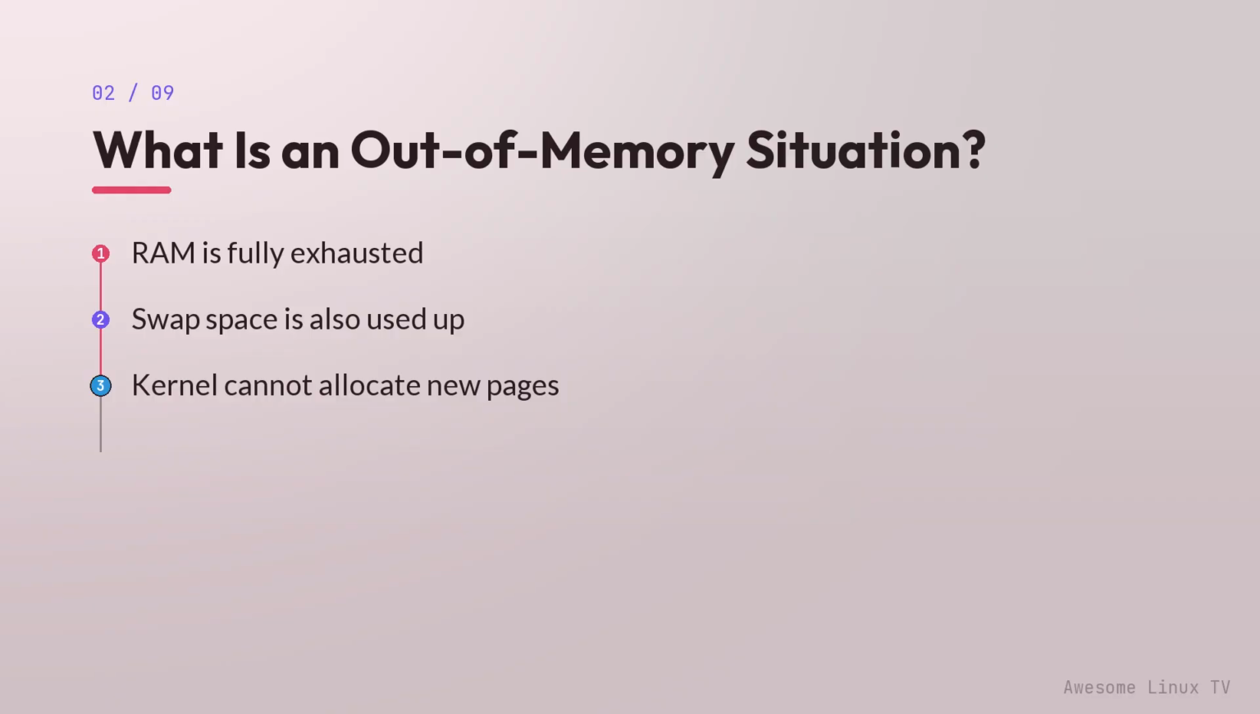But when both RAM and swap are completely tapped out, and the kernel still cannot find free pages to hand over, the system is in an out-of-memory crisis. If nothing is done, the kernel would freeze or panic, so it needs a way to free memory immediately.